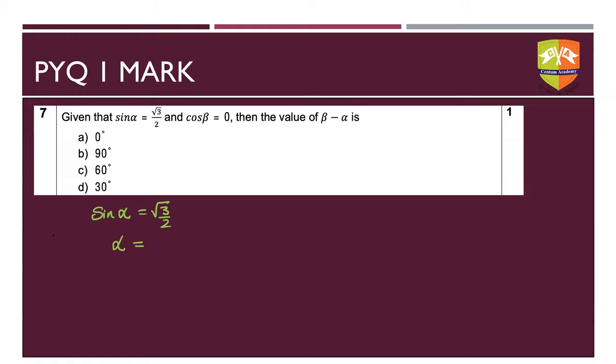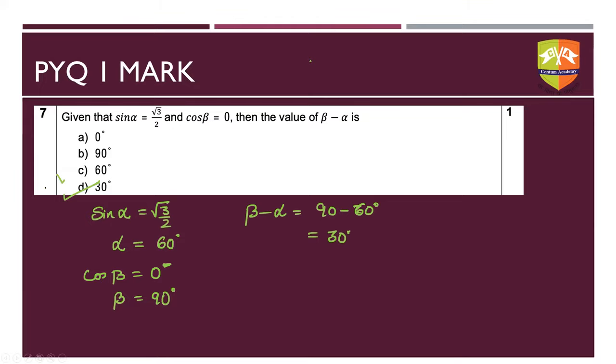Therefore, alpha is equal to 60 degrees, and cos beta is equal to 0. Cos beta is 0, so beta is equal to 90 degrees. So beta minus alpha is equal to 90 degrees minus 30 degrees. Sorry, what is that? 60 degrees. 60 degrees is equal to 30 degrees.